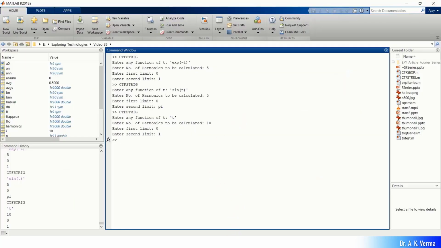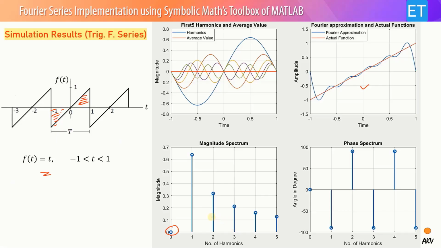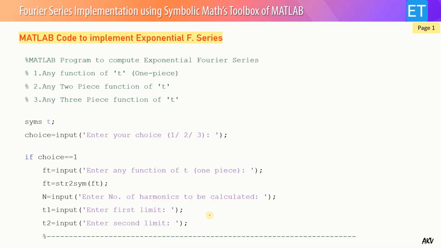Okay, now let me go to the implementation of the exponential Fourier series. In the current program which I have just presented to you, I have not given the facility to enter piecewise linear functions such as gate functions, I mean some rectangular pulse train like that. So here I have tried to make a versatile program which can accept all types of functions, whether it's a function of t or a piecewise linear function, I mean two-piece or three-piece functions like that.